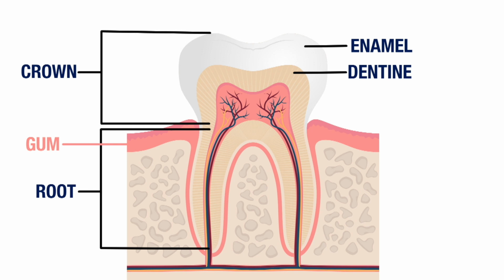And the innermost part is the pulp. It is the innermost, soft part, that is the pulp. So there are three layers of the tooth: enamel, dentine, and pulp. Okay, so these are the main things you have to say. And the hardest material in the human body is enamel. The hardest material in the body is enamel.